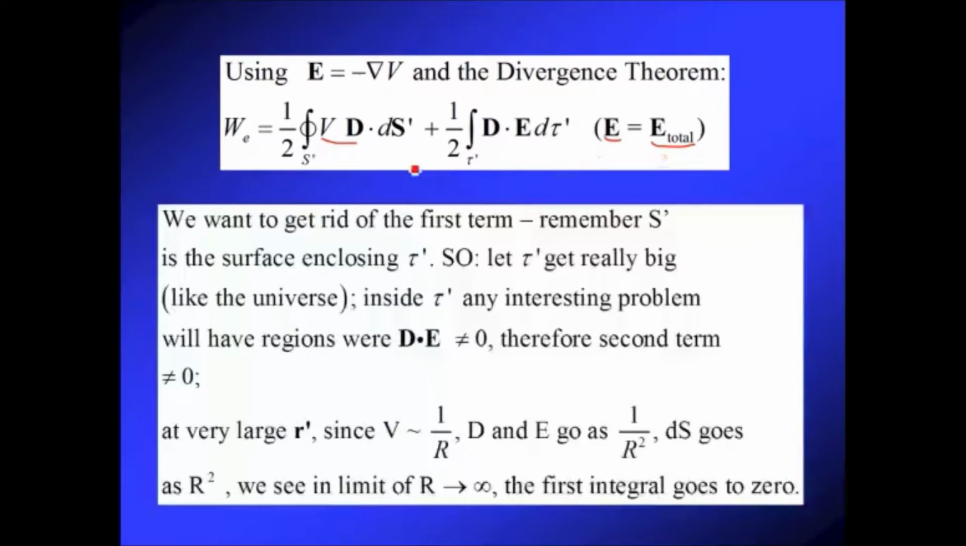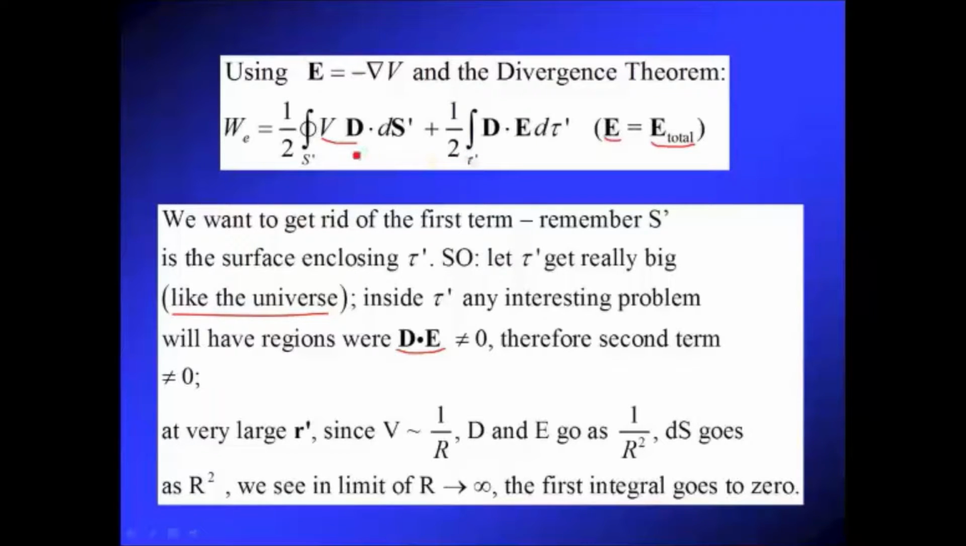We want to get rid of this first term, and if you remember, S prime is the surface enclosing tau prime. So what we're going to do is let tau get really big, so it's like bigger than the universe. Inside tau prime, any interesting problem will have D and E non-zero. Normally those are in the same region of space, so the D dot E is not equal to 0. The importance of that is that this term here, since we're integrating over all volume, very, very large volume, we'll still have regions where this is non-zero. So therefore, those will contribute to this term right here.